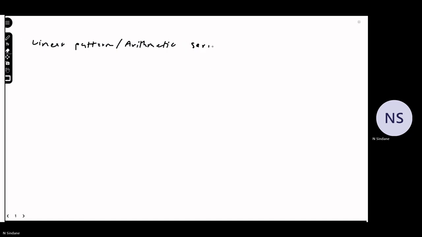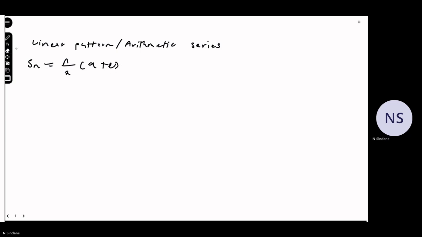So we already talked about the formulas. The first formula is Sn equals n divided by 2 into a plus l, where Sn represents the sum of the nth terms, n represents a position, a is your first term and l is your last term, right?